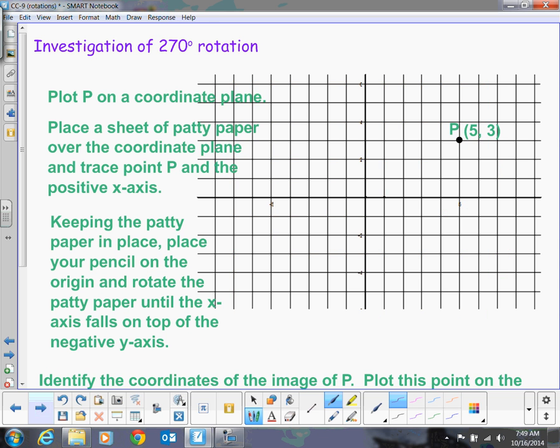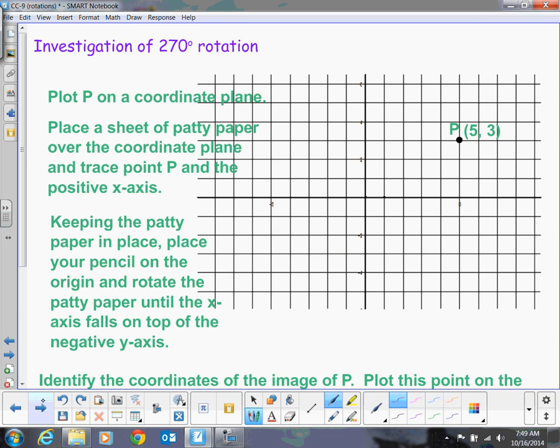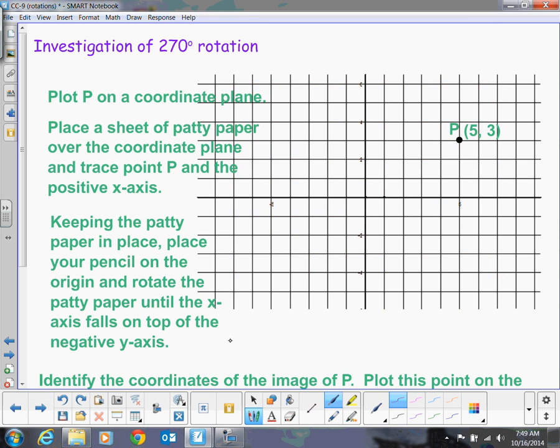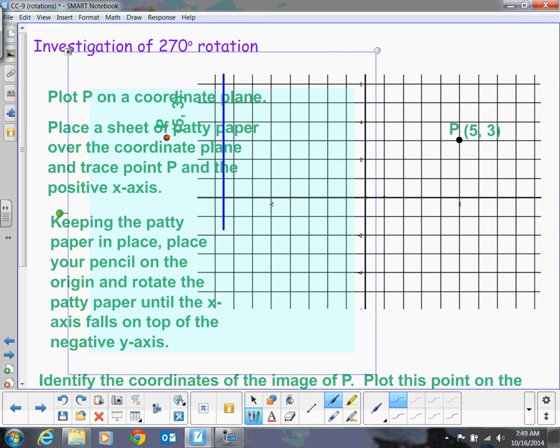All right. So wait, you know how 90 degrees is negative y, x? No, we're only going to do the 90, 180, 270. Oh, the 180 is opposite. Take the opposite of them both, leave them as they are. Okay, so I want you to take your patty paper, put it back where it was. Unrotate it.